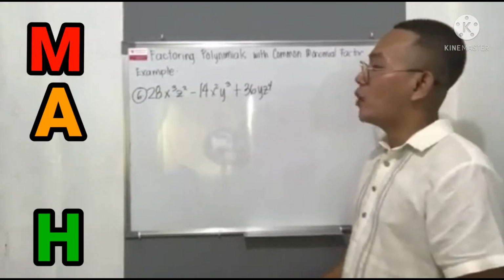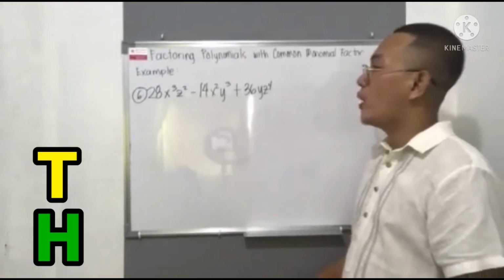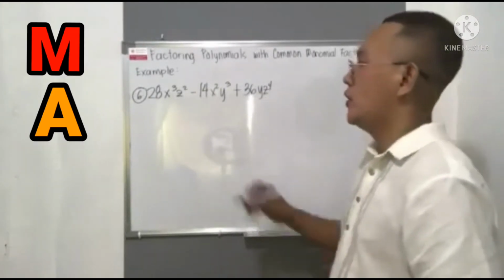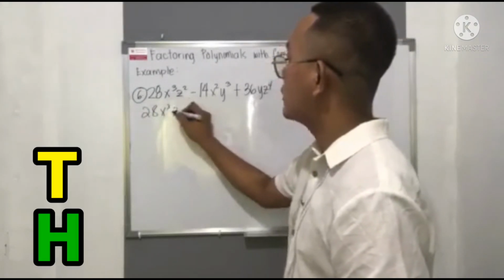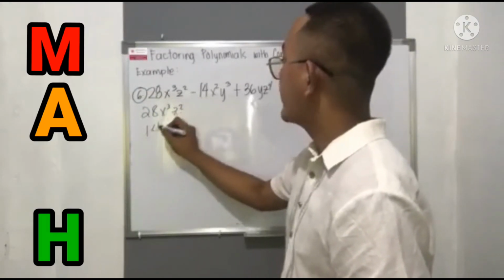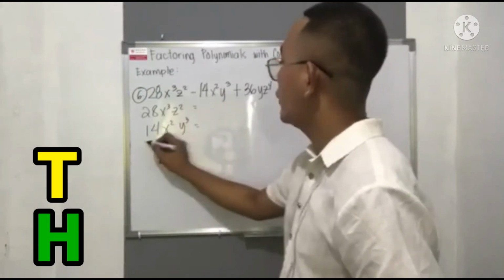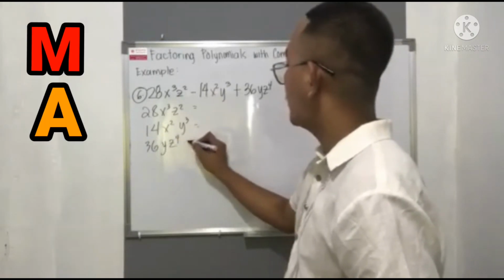Okay, another example, 28x cubed z squared minus 14x squared y cubed plus 36y z to the 4th power. Okay, so sulit natin yung 28x cubed z squared, and then 14x squared y cubed, and then 36y z to the 4th power.